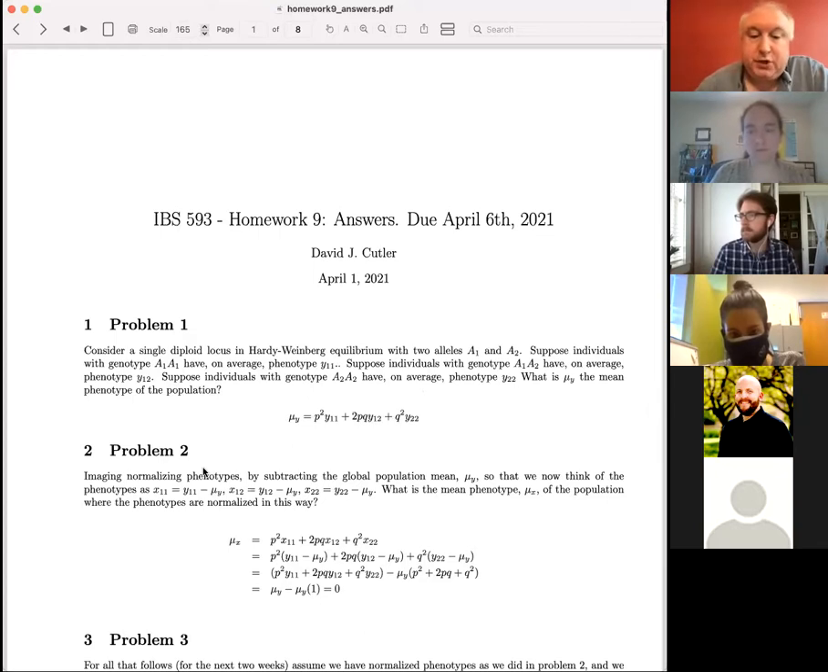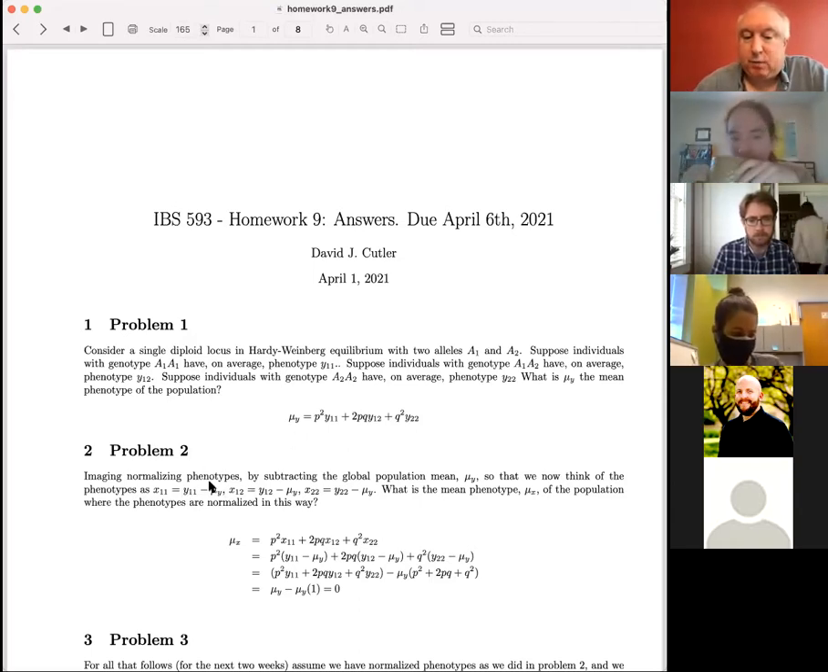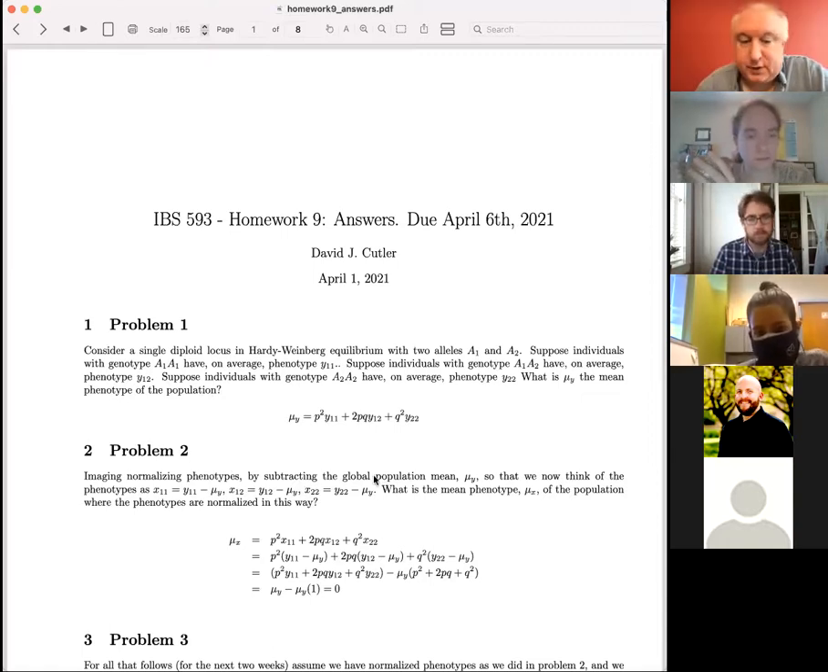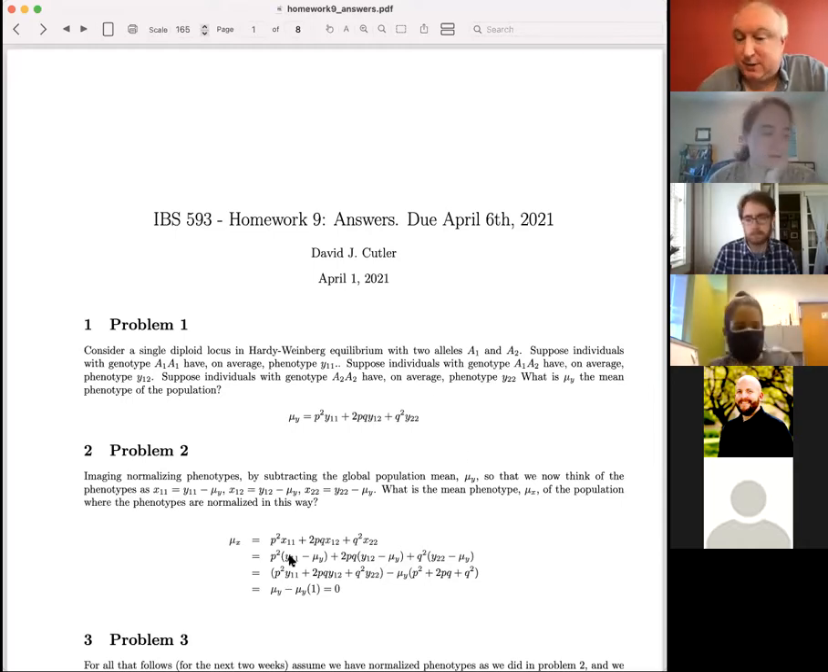But in problem 2, I'm going to ask you to create a new random variable x. And x is related to y by subtracting off y's mean. So x11 is just y11 minus the mean of y. x12 is y12 minus the mean of y. x22 is y22 minus the mean of y. Thus, x equals y minus y's mean. It should come as no shock to you that the expectation of x is the expectation of y minus y's mean, which means it ought to be 0.